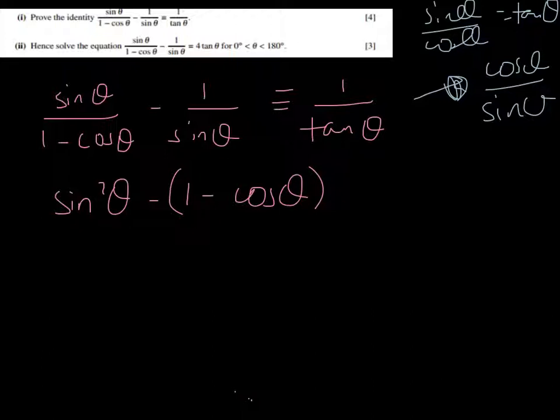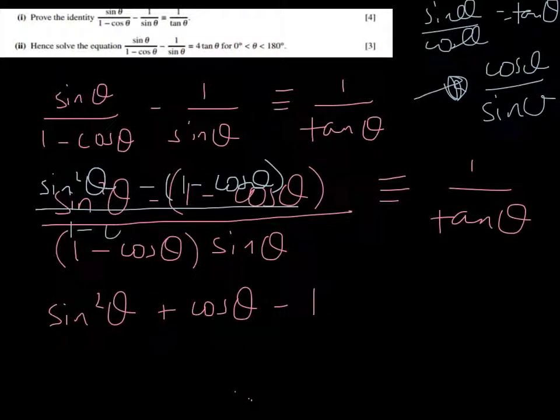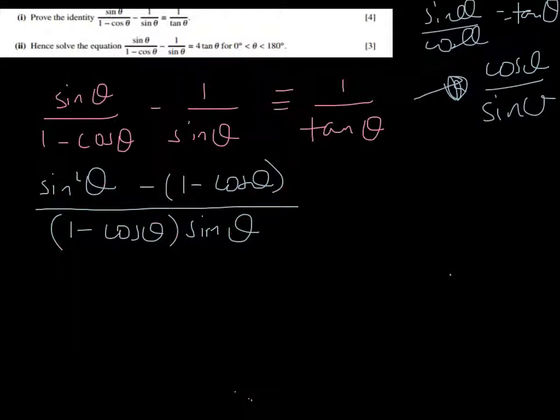So let's try that. If I'm combining these two fractions together, the idea is I'm going to multiply denominators to get a common denominator. So I'm going to multiply the numerator and denominator by sine theta here, and the numerator and denominator by 1 minus cosine theta here. So I'm going to end up with sine squared theta minus 1 minus cosine theta all over 1 minus cosine theta sine theta, multiplying the denominators together. Let's make that all equivalent to 1 over tan theta.